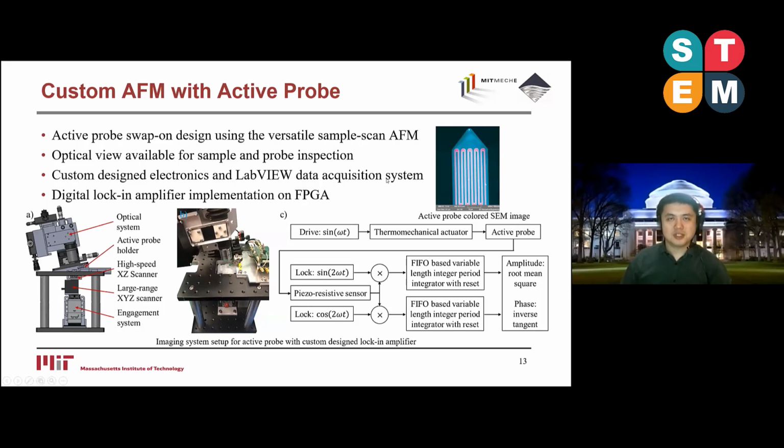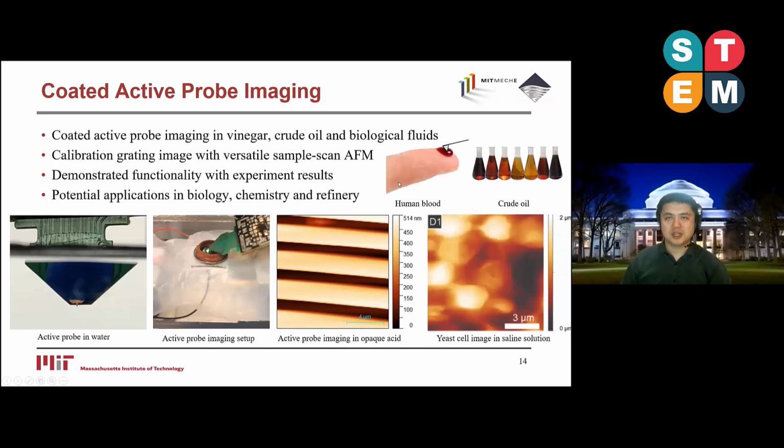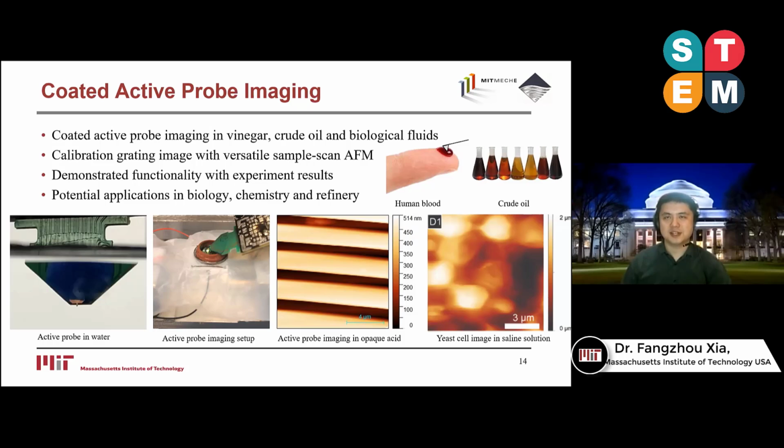All right, so using the coated active probes, where we protected the embedded components, we can put them into water, no problem for sure. And we also use that for imaging. We use this AFM system for imaging opaque acid and also opaque crude oil to verify its capability. The coated active probes have also previously been used for imaging of yeast cells in saline solution.